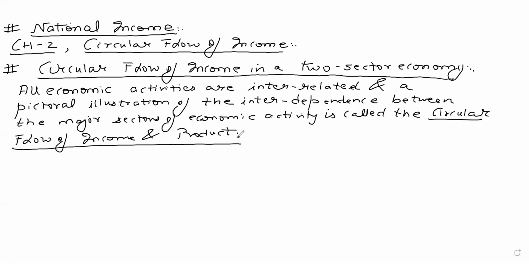Okay, so let me quickly revise with all the students. Since all economic activities are interrelated, we know that firms are dependent on households for factors of production like land, labor, capital, entrepreneur. Households are dependent on firms for consuming goods and services which are produced by the firms. So when we are studying the interdependence between the households and the firms through a diagram, this is called the circular flow of income and product.